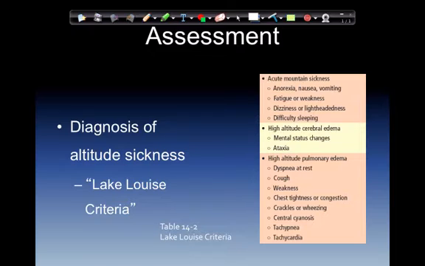So, acute mountain sickness: headache with anorexia, nausea or vomiting, fatigue or weakness, and so on. High altitude cerebral edema: mental status changes or ataxia. The gait is the easiest way to figure this out. High altitude pulmonary edema: dyspnea or difficulty breathing at rest, cough, weakness, chest tightness or congestion, crackles or wheezes, central cyanosis, tachypnea, and tachycardia.